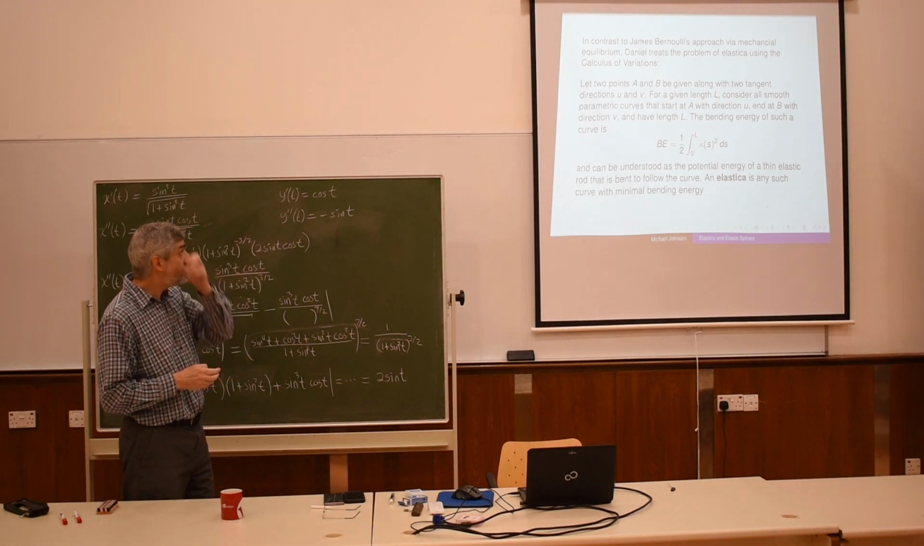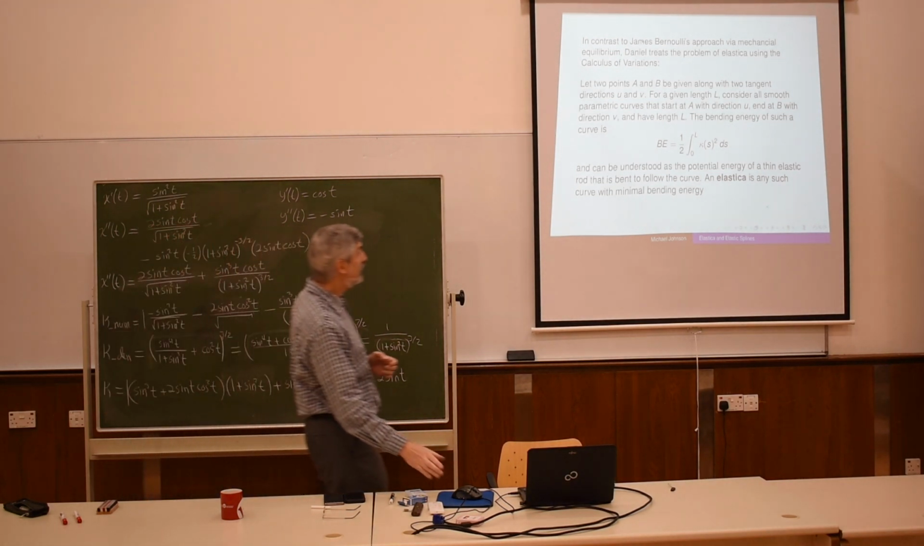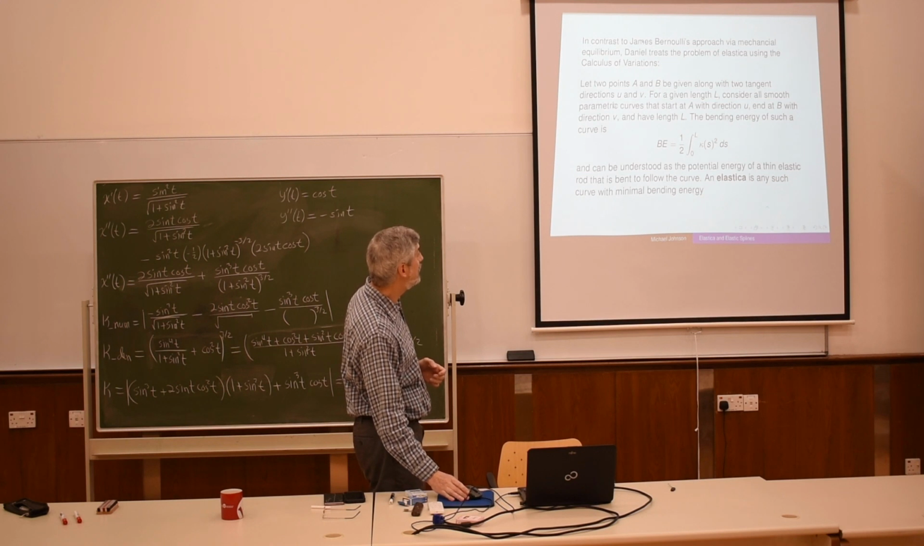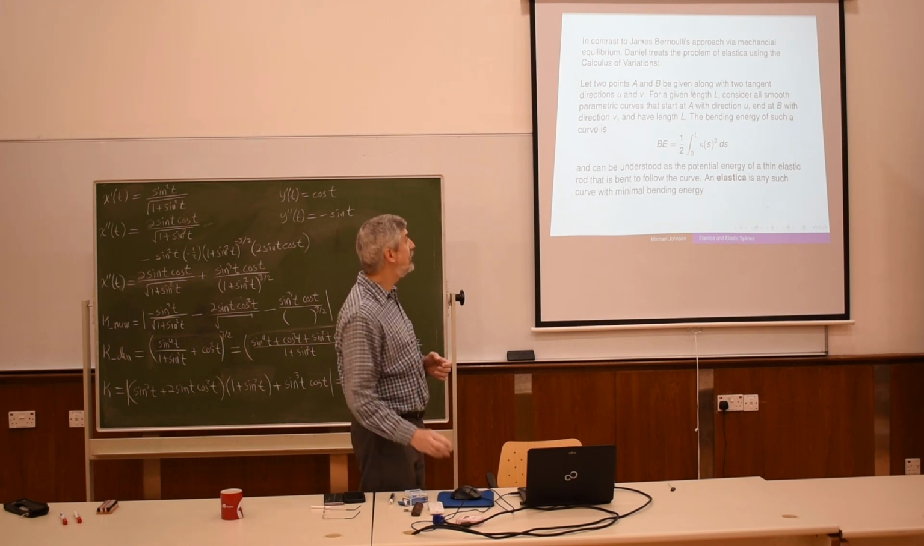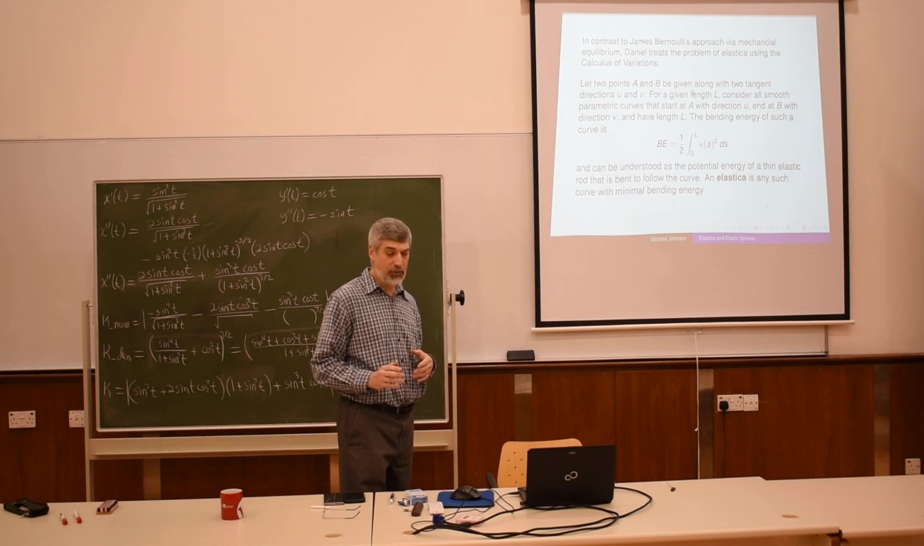So here's how it goes. You're given 2 points, A and B, and you're also given 2 tangent directions, U and V.